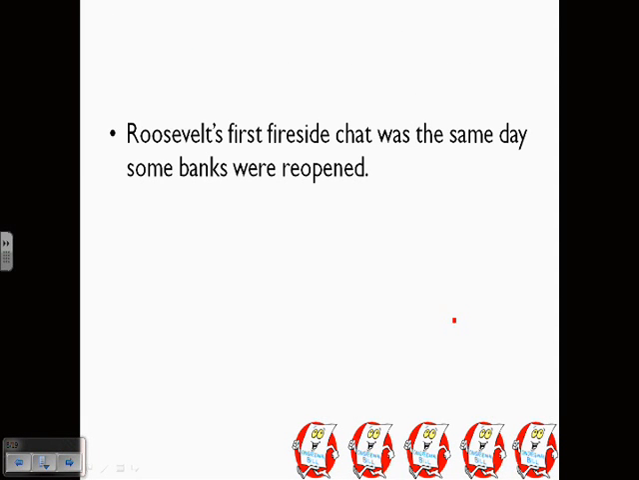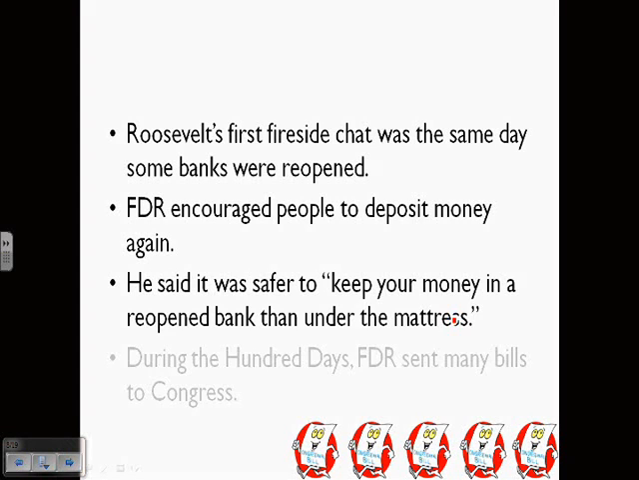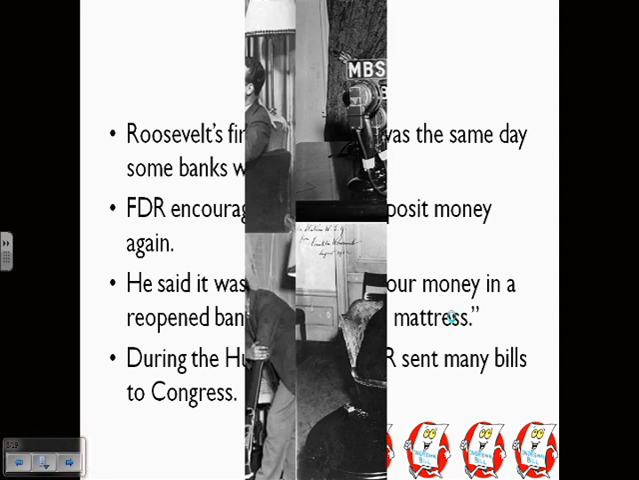So there's his first fireside chat. The same day banks were opened, he tried to reassure and build that confidence in the American people. Like I was telling you before, have some confidence and trust in that bank. It was safer to put your money in a bank than it was in the mattress. Now, during this period, he is going to wield a tremendous amount of power. He's going to send a lot of bills and a lot of programs to Congress, and Congress is going to turn those bills into laws and make those programs legal acting programs. And this is all during that 100-day period where he is able to accomplish a lot.